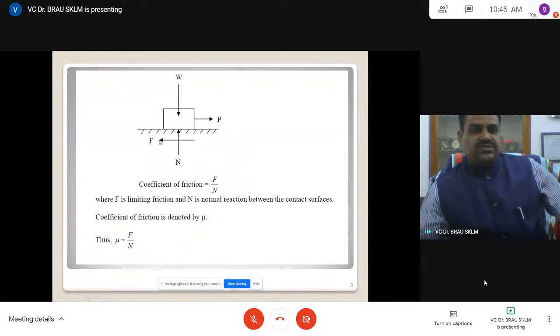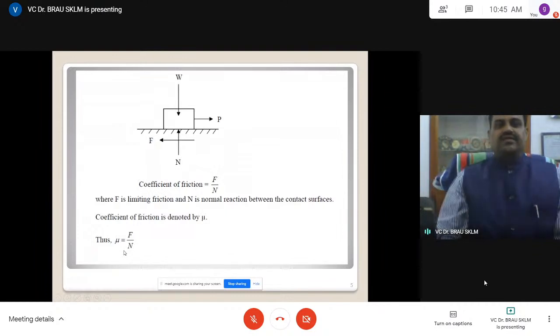The frictional force is generally defined in terms of the coefficient of friction between the two surfaces. Let mu be the coefficient of friction, the notation. Mu, coefficient of friction, is defined as the ratio of the frictional force divided by the normal reaction. In other words, the frictional force is equal to mu times the normal reaction. That is what is called the standard equation of friction.